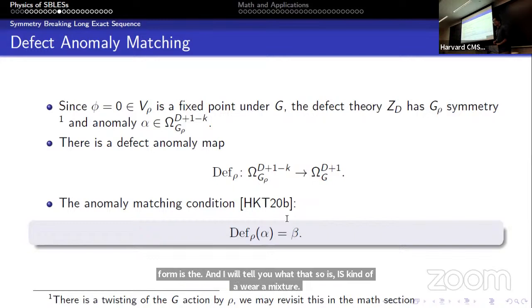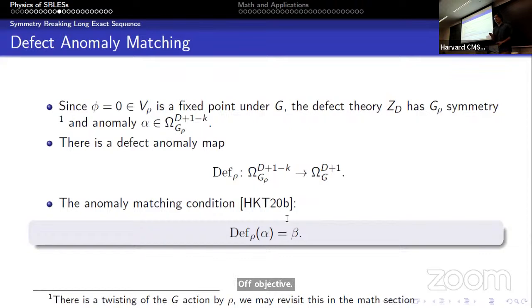And the same for the anomaly resolution map. In general, it can be neither injective nor surjective, so sometimes it just maps everything to zero, right? But when you combine all of the maps together, they become incredibly constrained.